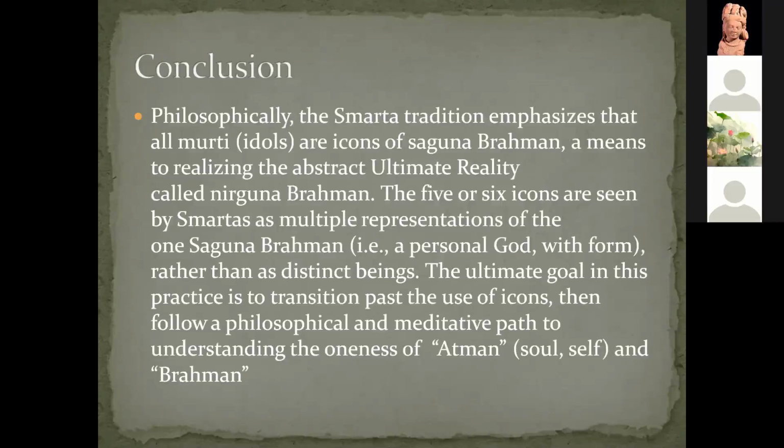Conclusion. Philosophically, the Smarta tradition emphasizes that all murtis are icons of Saguna Brahma, a means of realization of the abstract ultimate reality called Nirguna Brahma. The five or six icons are seen by Smartas as multiple representations of one Saguna Brahma, that is, a personal God with form rather than a distinct being. The ultimate goal in the practice is to transition past the use of icons, then follow a philosophical and meditative path to understanding the oneness of Atma behind this.